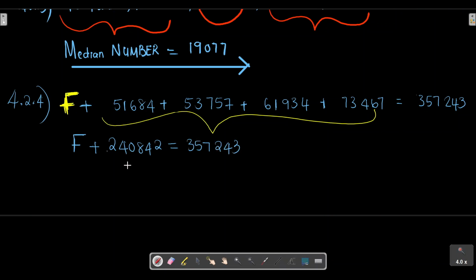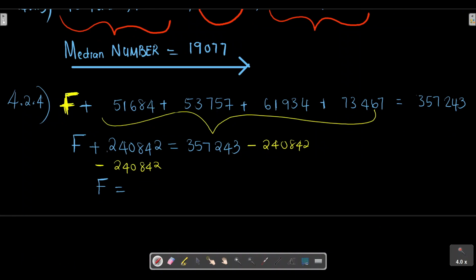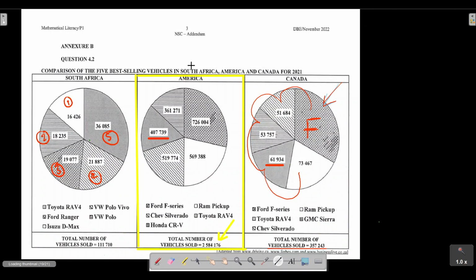And then, to get rid of this value on this side, you just do the inverse of addition. So you subtract 240,842. If you're subtracting on that side, you also need to subtract on this side. Therefore, our f is equal to 357,243 minus 240,842. We find then that the number of Ford F-Series sold in Canada was equal to 116,401. Okay, and we are basically done. Let's have a look at the next question.